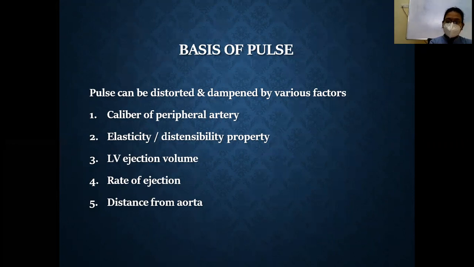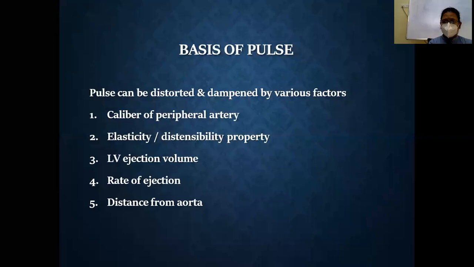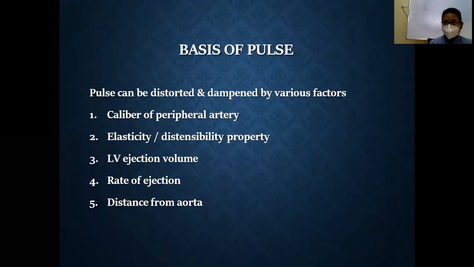So again, that would decide the characteristics of the waveform. Remember, there are so many things on which this pulse is dependent. Again, I would like to revise: it is the caliber of the peripheral artery, then the elasticity of the artery. The aorta is more elastic, whereas arterioles have a more muscular component. Then the amount of blood being ejected, that is the stroke volume, the rate at which the blood is being ejected, and the distance from the aorta.